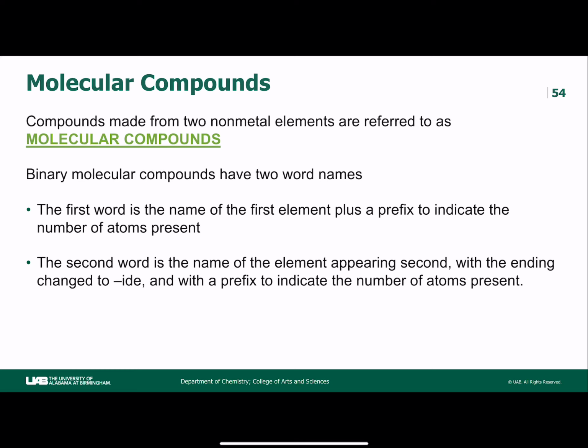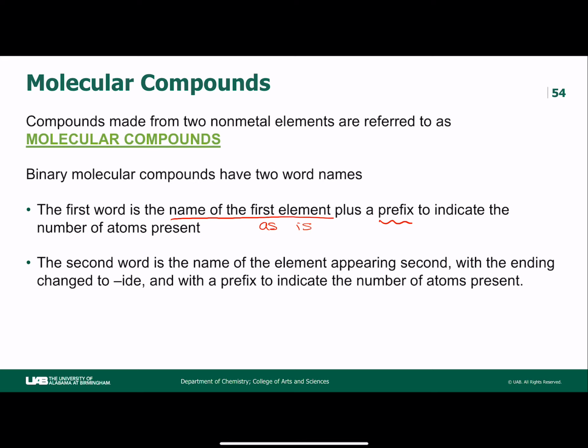So we're always going to use the name of the first element as is. So if we have nitrogen first, it's going to be nitrogen. And then we will see a series of prefixes in a minute that are going to tell us how many of those nitrogens we have.